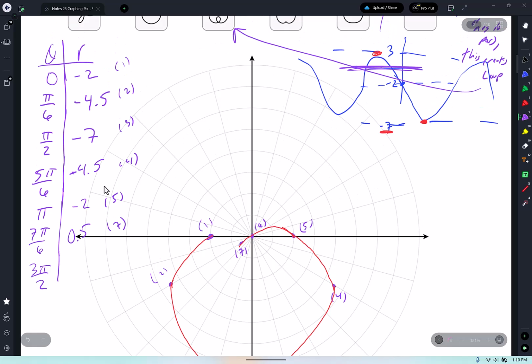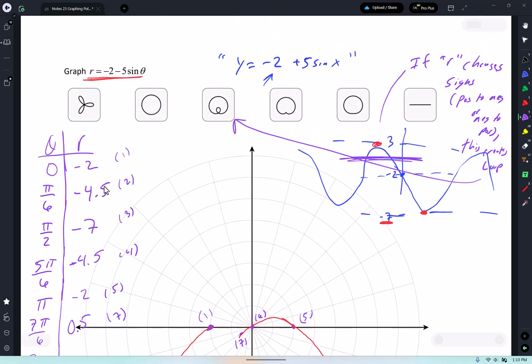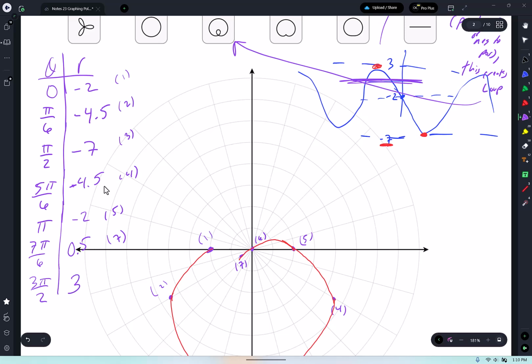If I choose 3 pi over 2, sine of 3 pi over 2 is negative 1. Negative times a negative is a positive. So what's negative 2 plus 5? 3. So 3 pi over 2, 3. Put 3 pi over 2, 3. 1, 2, 3. Point. That's your eighth point. So there it is. It's going to go.